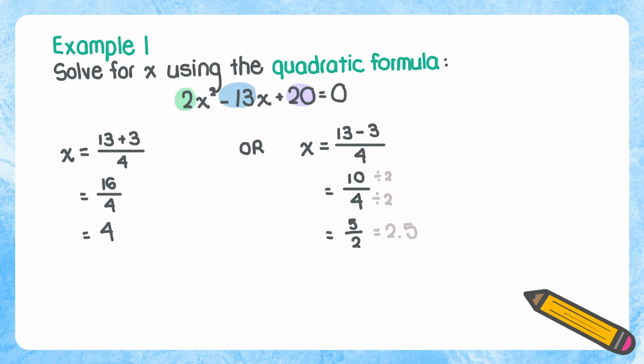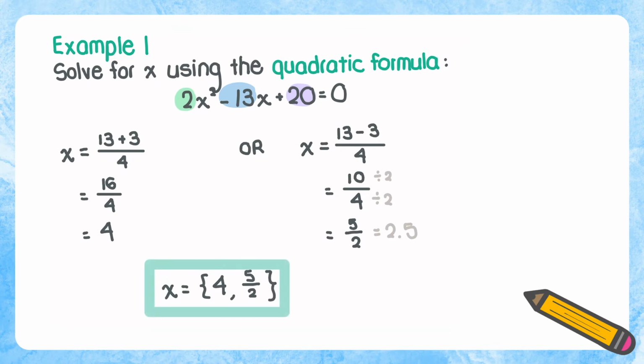So I have two solutions for x. X equals, and I'm going to use these brackets, 4 or 5 over 2. We use the quadratic formula to find the two potential solutions for x.